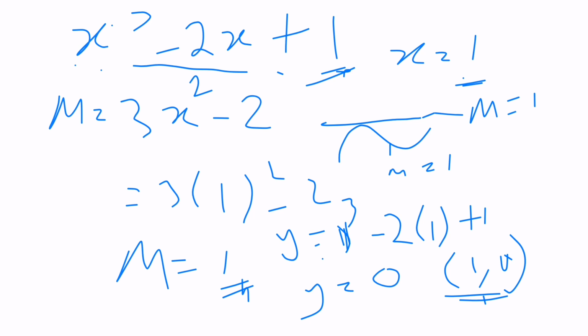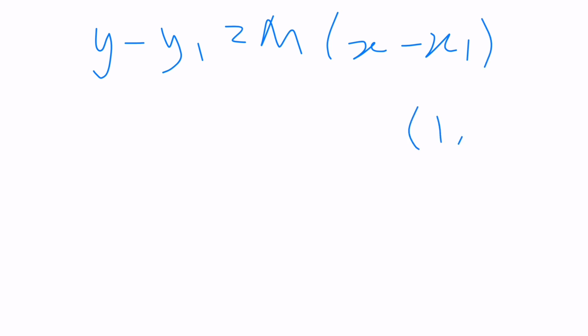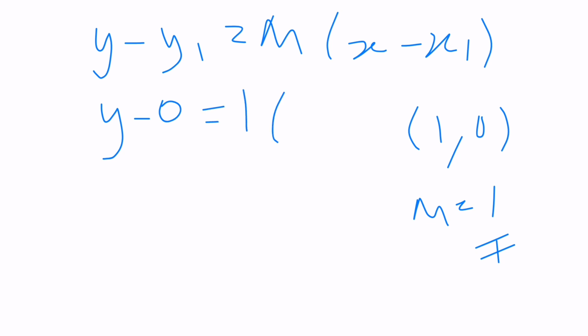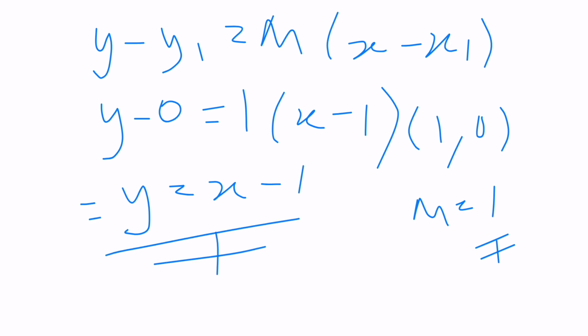It will be used in the equation y minus y1 is equal to m times x minus x1. So we know that there at 1 comma 0, the gradient gave us 1. Then you just replace there: y minus y1, which is 0, is equal to m, which is 1 there, times x minus x1, which is 1. Then y is equal to x minus 1. So this is the equation of the tangent. That's all. If we know the gradient, m1 is equal to m2. That is the equation of the tangent.